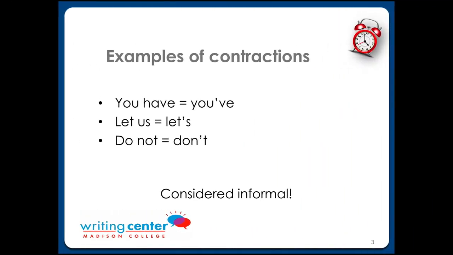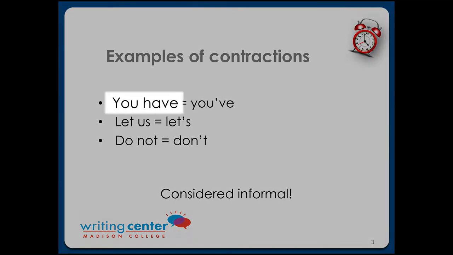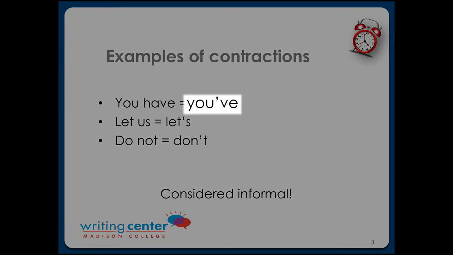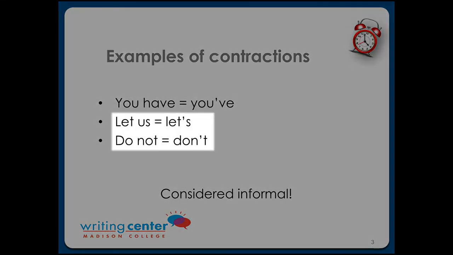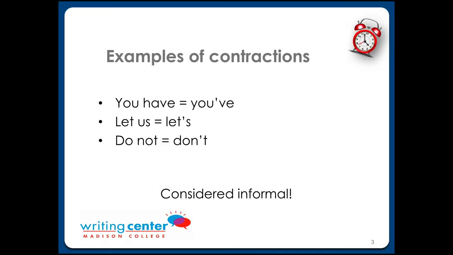Okay, let's start with contractions. If I type you have, I can contract those two words into one by deleting the HA and creating the word you've. Right. The apostrophe replaces the missing letters. Here are two more examples of how to contract words using an apostrophe. Contractions are most often used in informal writing and in conversations.